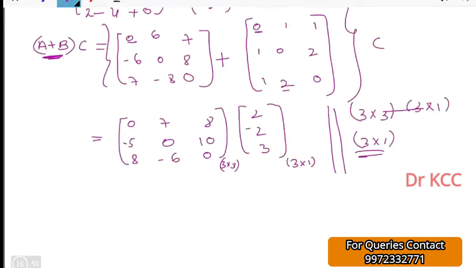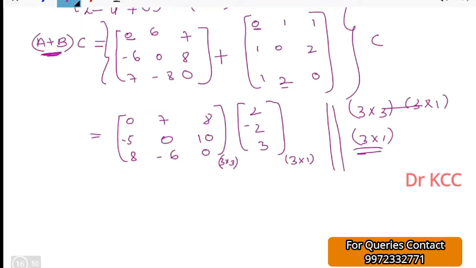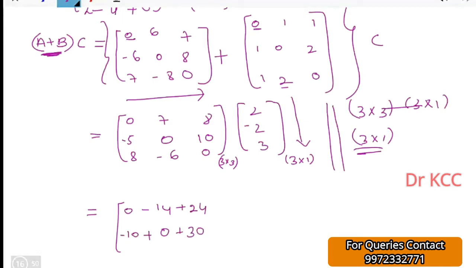Right? Now multiply first row, first column. 0 into 2, 0, minus 7 2s are 14, 8 3s are 24. Then minus 5 2s are 10, plus 0, because 0 into anything is 0, 10 3s are 30. Then 8 2s are 16, minus into minus plus, 6 2s are 12. Then 0 into 3, 0.